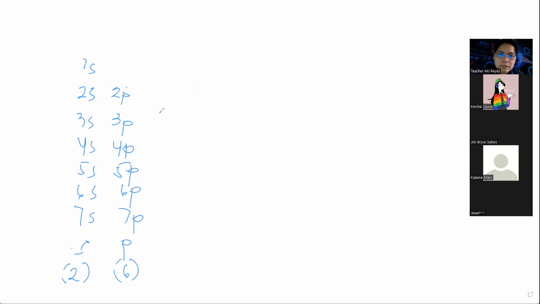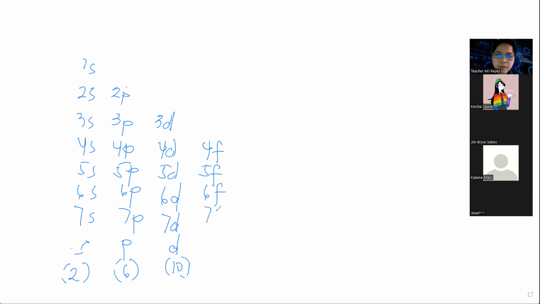How about D? Let's start with 3D, 4D, 5D, 6D, and 7D, which can hold up to 10 electrons, and it has 5 spin orbitals. How about the F? Let's start with 4F, 5F, 6F, and 7F, which can hold up to 14 electrons since it has 7 spin orbitals. Okay, SPDF. So let's start with this element.